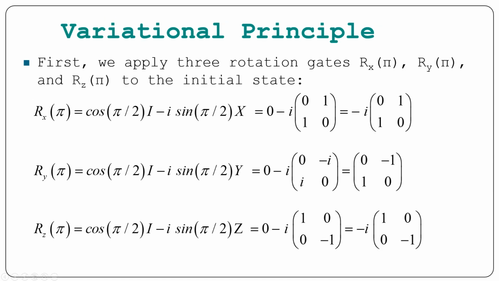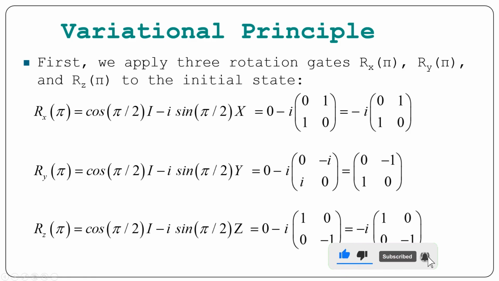of the Hamiltonian. With reference to the VQE circuit, we apply three rotation gates Rx, Ry, and Rz to the initial state. For instance, Rx of pi is the rotation operator around the x-axis by an angle of pi. It equals a combination of the identity matrix I and the Pauli-X matrix weighted by trigonometric functions of pi over 2. Ry of pi is the rotation operator around the y-axis by an angle of pi.